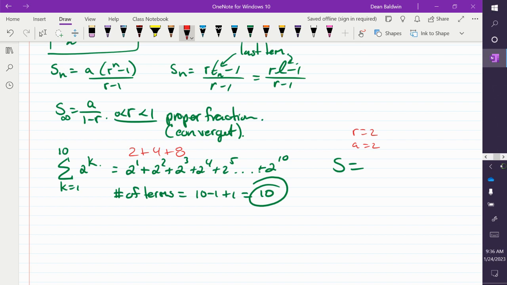Yeah. So 2 to the, I don't know, what's 2 to the 10? What is it? 1024. So T10 is 1024. Okay. So we can use this formula if we want, because we know the last term. So the sum will be R, which is 2, times the last term, 1024, minus 1, over R minus 1. 2048 minus 1 is 2047. 2047, because you're dividing by 1.